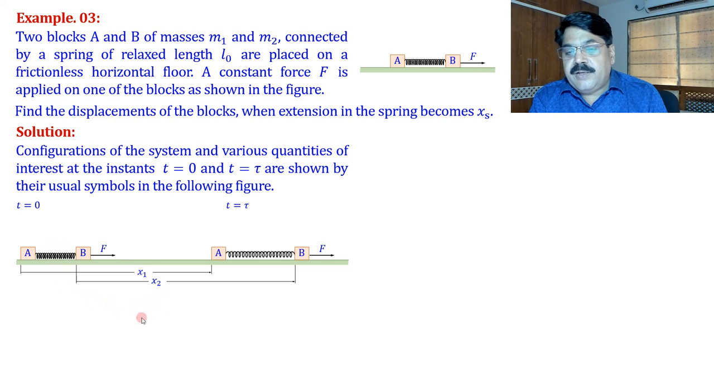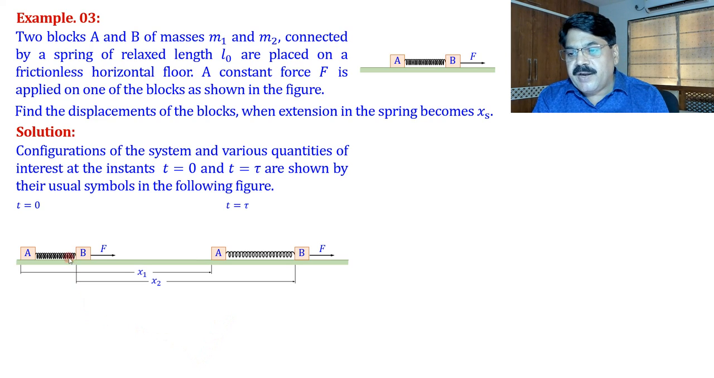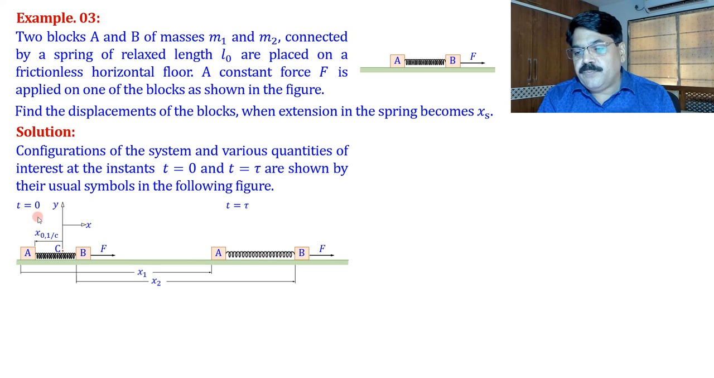Now to use the center of mass frame, we have to locate the center of mass. We know that the center of mass of a two particle system divides the separation between them in the inverse ratio of their masses. So suppose here is C. With C, we can attach a reference frame, so it is the center of mass reference frame. Now the distance of A, we denote it by x0 1 with respect to C, at t equal to 0. For B, we call it x0 2 with respect to C.